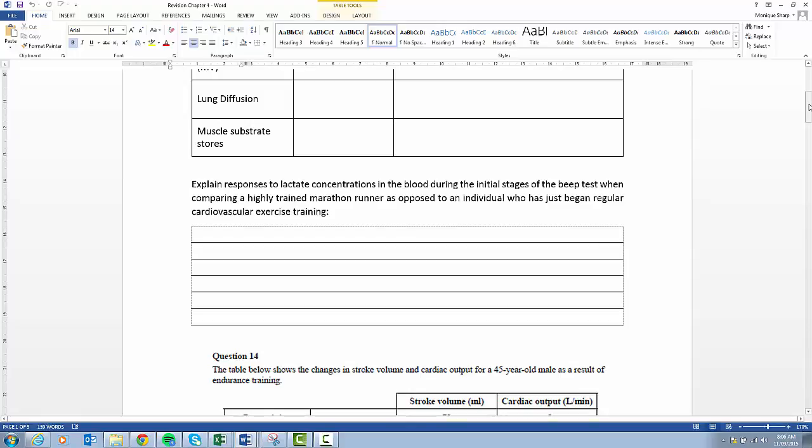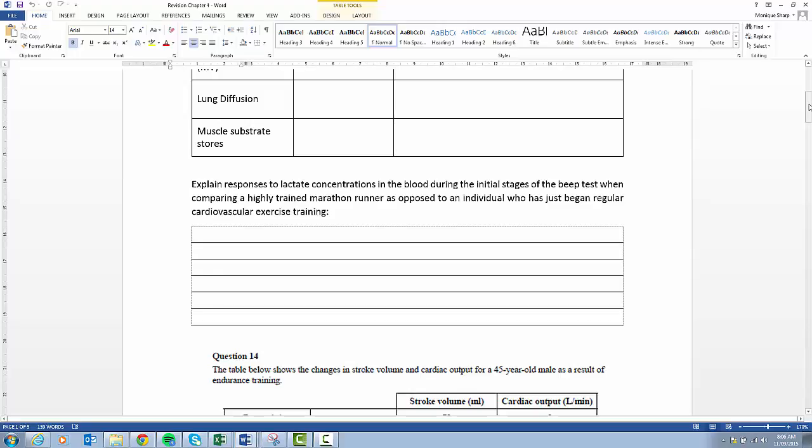Explain responses to lactate concentration in the blood. Actually, it was on the SAC that I gave the guys last year. Explain lactate in the blood during the initial stages of the beep test when comparing a highly trained marathon runner as opposed to an individual who has just begun regular cardiovascular training. So you could say a beginner or a novice. So elite versus novice, trained versus untrained.